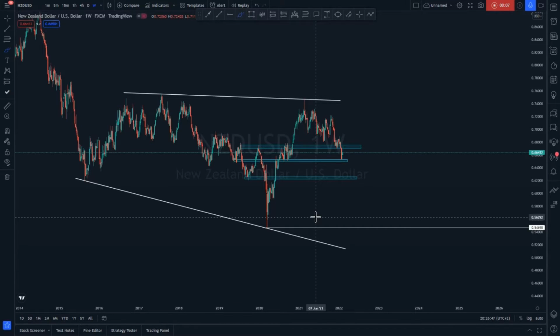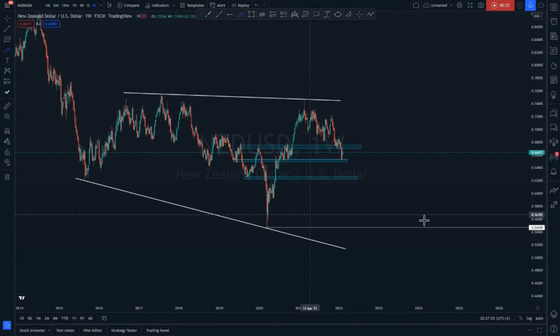So in today's video, we'll be diving deeper into analyzing a currency pair. We'll be checking the probabilities and the possibilities the market might show us in the upcoming weeks. So without any further waste of time, let's dive into it.